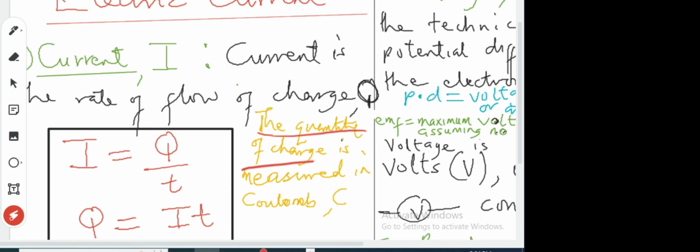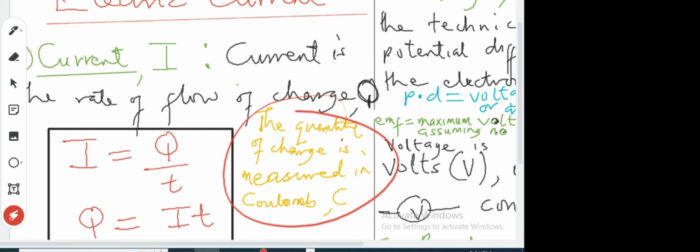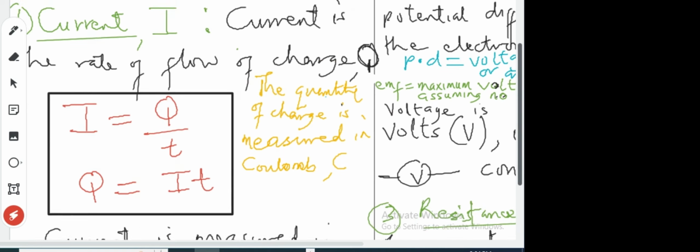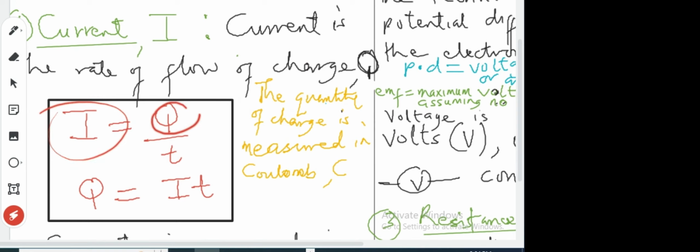The quantity of charge itself is measured in what? Do you remember? We talked about that when we were looking at static electricity. Coulomb, capital letter C. Quantity of charge is measured in coulomb. So if I is Q over T, that means Q is IT, isn't it? Q stands for quantity of charge, I is current, T is time. All of this must be in SI units. The time must be in seconds.